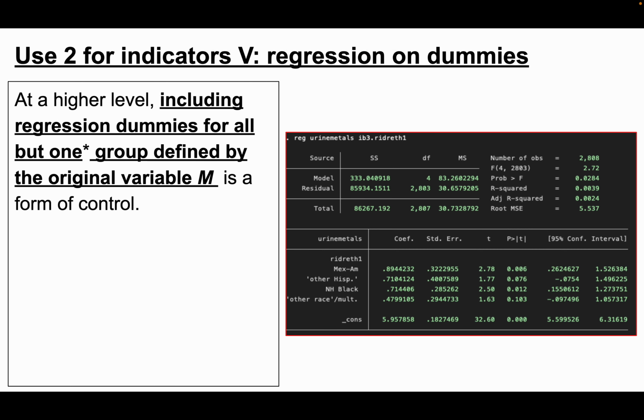So at a higher level, the use of dummies for regression is this. Including regression dummies for all but one group defined by the original variable, m standing for many, is a form of control. So in this case, I regress urine metals on ethnicity, and there's this fancy Stata syntax you can use where you don't actually have to make a set of dummy variables. You can tell Stata to do it for you. I don't show that at this level, though, because it just leads to chaos.